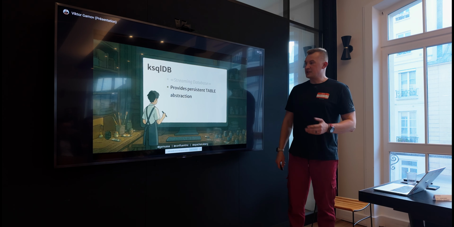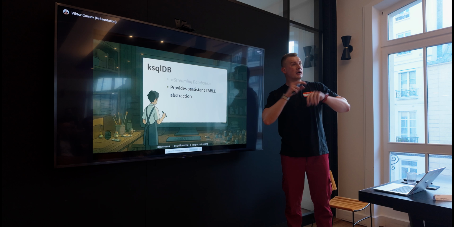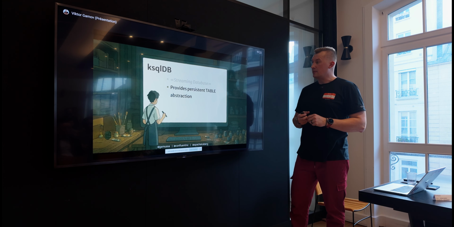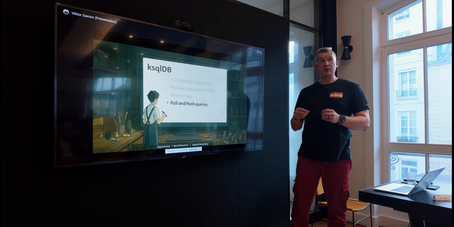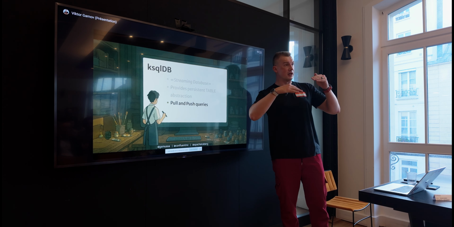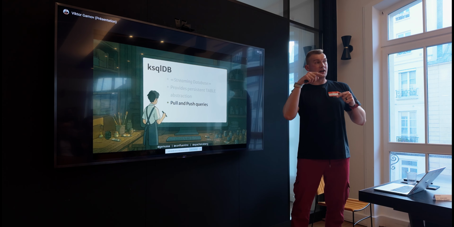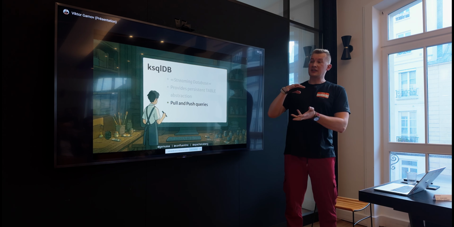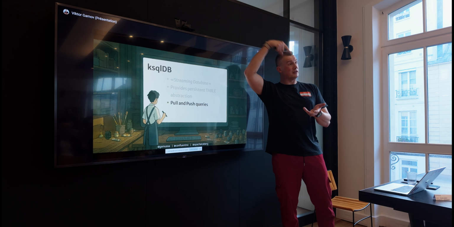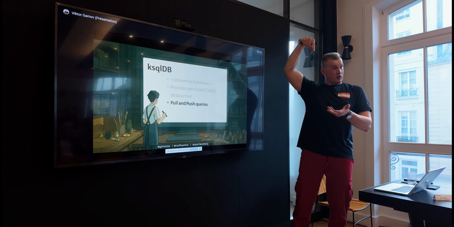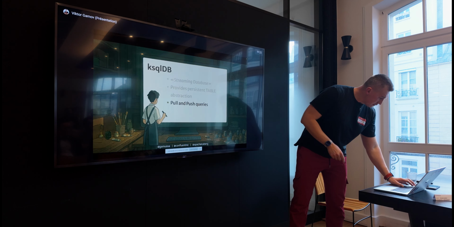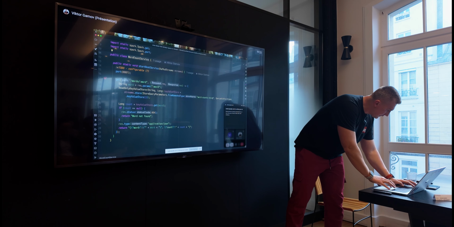It has a persistent table abstraction. So when you create this constantly populated table, you will be able to have a few interesting types of queries. You can do a standard pull query. You can write select star and you get the result, or you can do select star, emit changes. In this case, your result will be constantly updated from the data that comes from Kafka. So data from Kafka comes into KSQL, it will be processed and sent back to the user query. The SQL would look something like this.